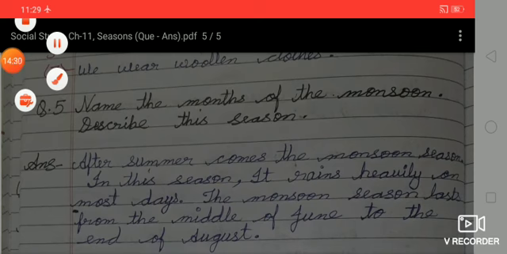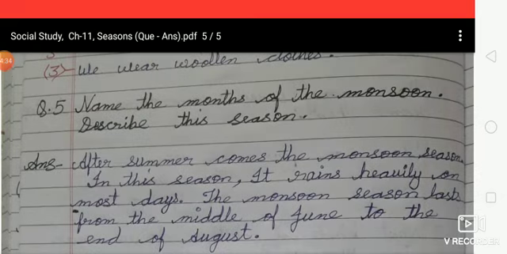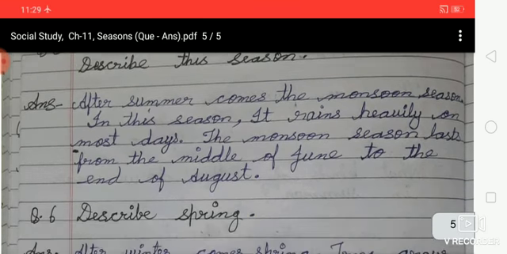Now fifth one, name the months of the monsoon and describe this season. The answer is, after summer comes the monsoon season. In this season it rains heavily on most days. The monsoon season lasts from the middle of June to the end of August.